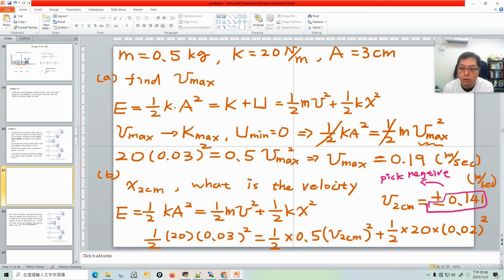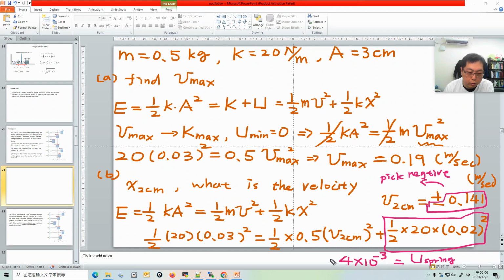Potential energy is here. This is the spring potential energy, U spring. And what's the value of this? 0.02 squared times 20 divided by 2. So it's 4 times 10 to the power of minus 3, and the unit is joule.